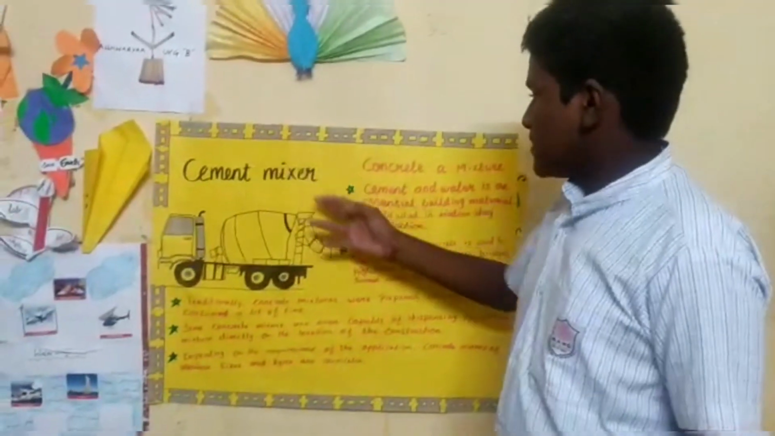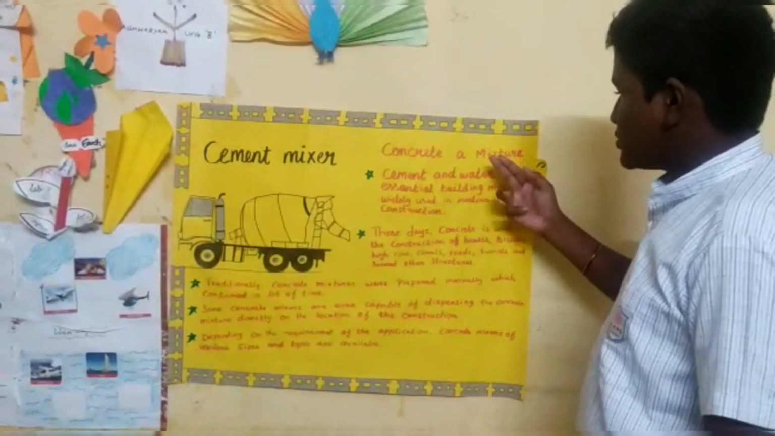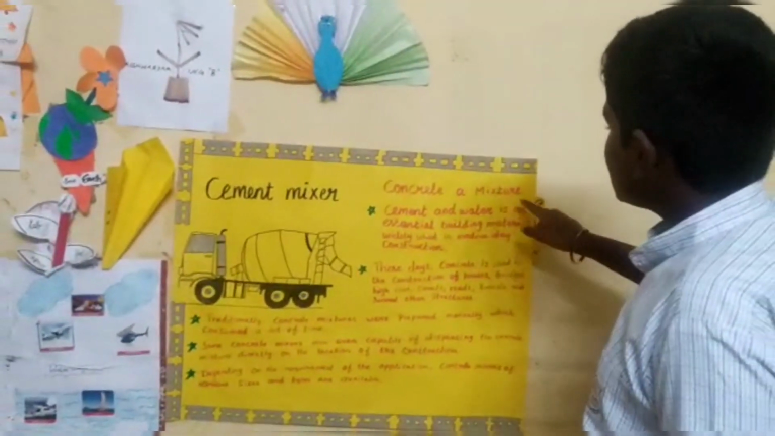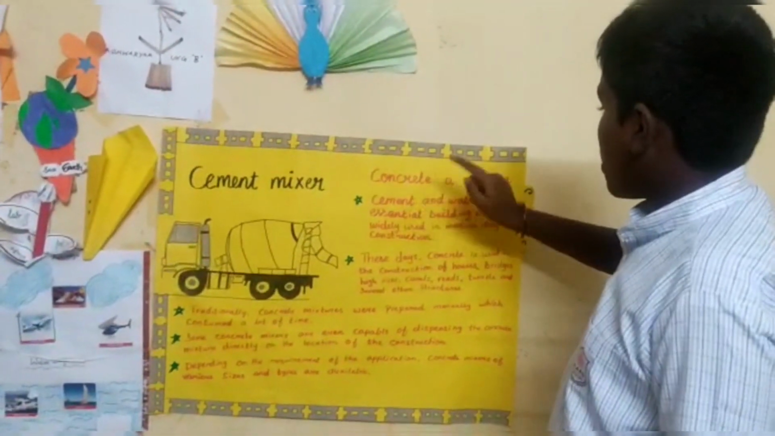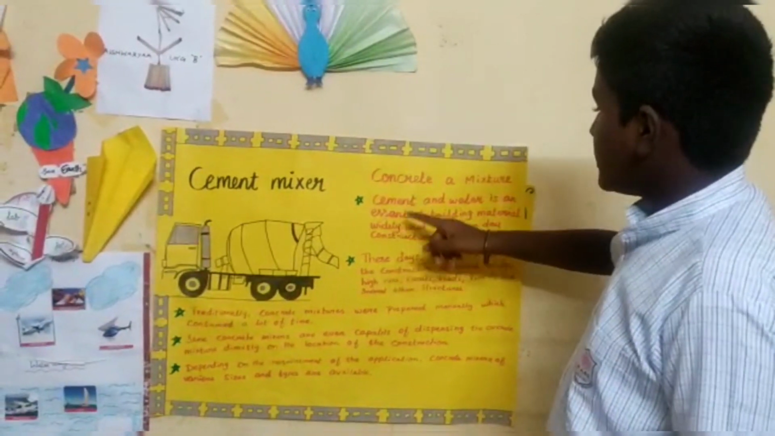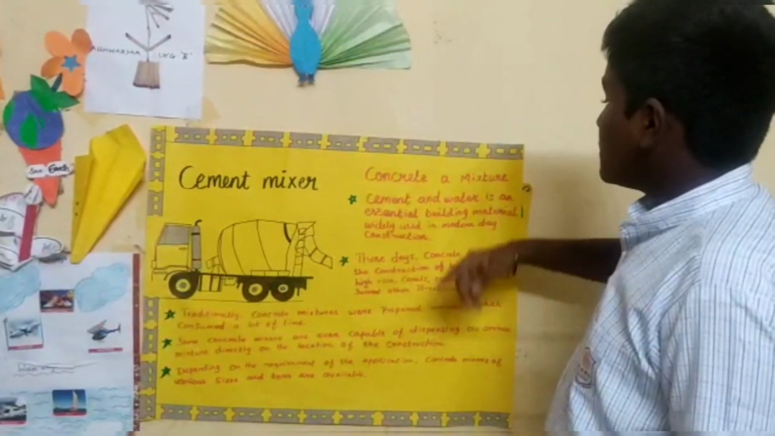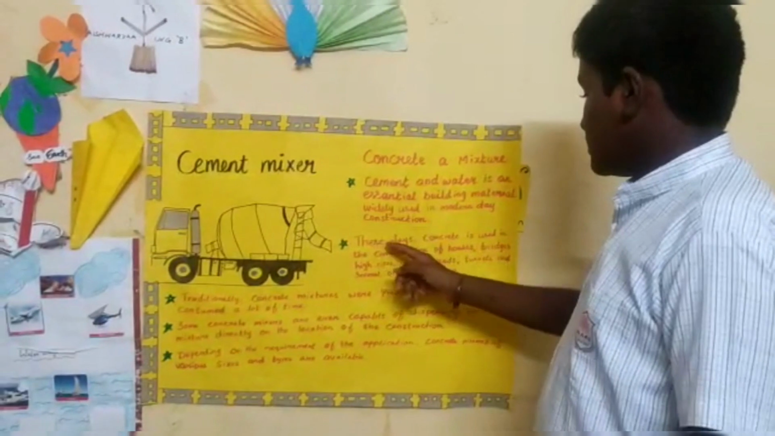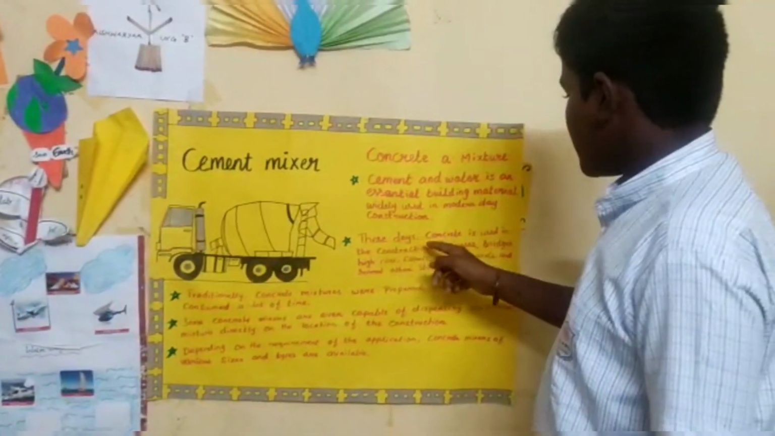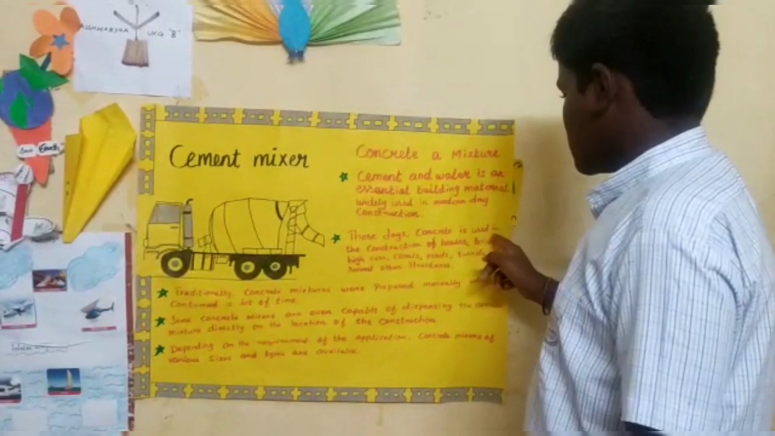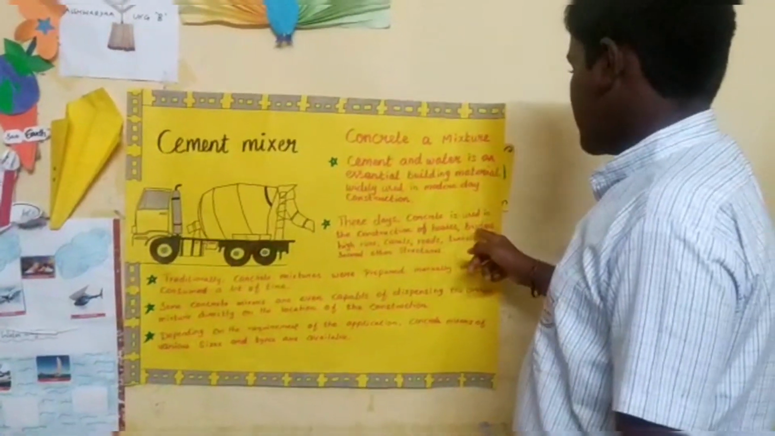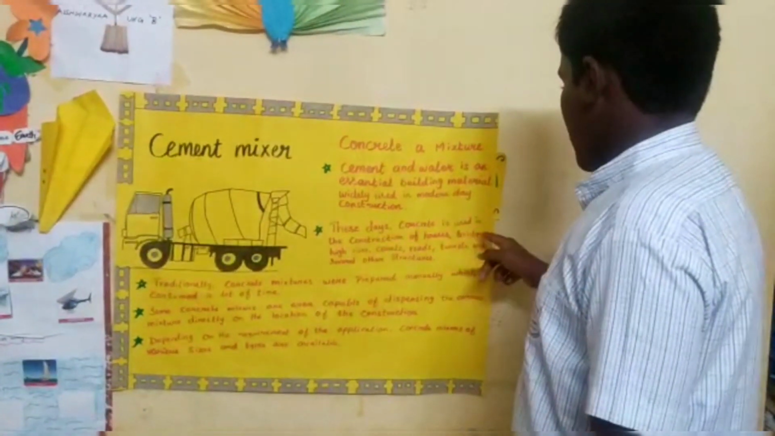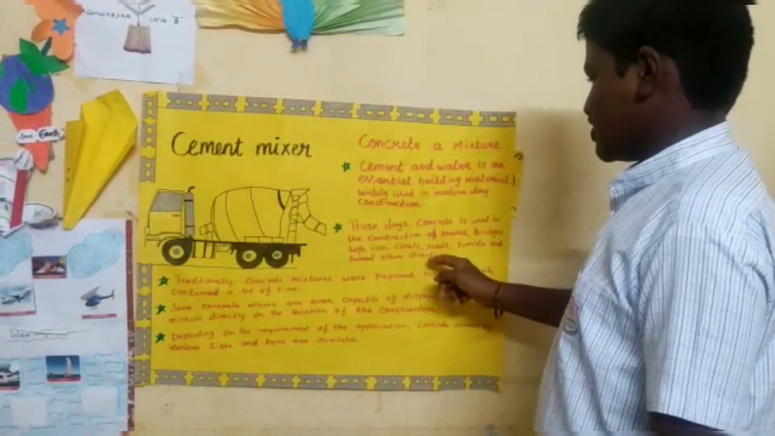I am going to tell about cement mixer. Concrete is a mixture. Cement and water is a concrete. Concrete is an essential building material widely used in modern day construction. These days, concrete is used in construction of houses, bridges, high rises, canals, roads, tunnels, and several other structures.